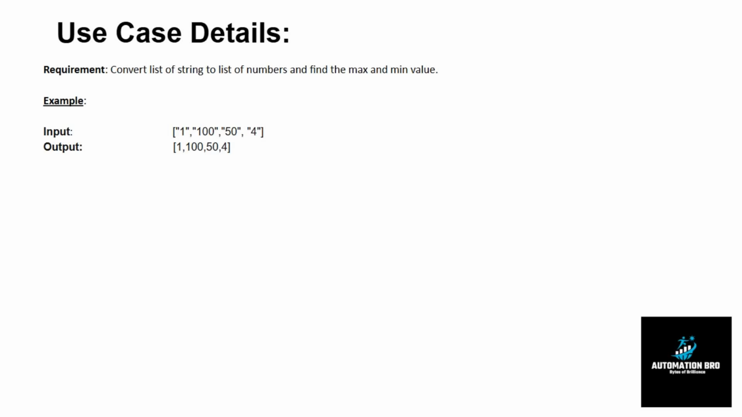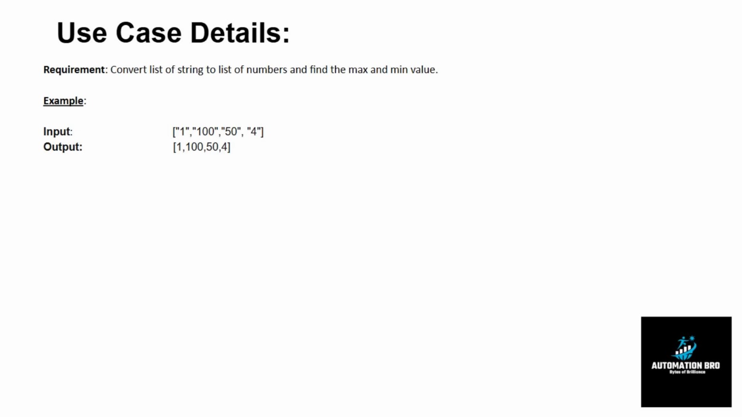Let's move into today's discussion. That is, convert a list of strings to a list of numbers. Basically it says how we have to convert a list of strings to a list of numbers. Here's the example. The input will be a list containing 150 and 4, which is encoded with double quotes. So we have to convert that into normal numbers, say 150 and 4, without double quotes.